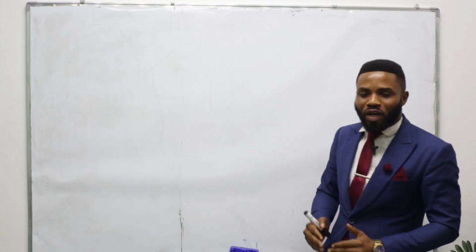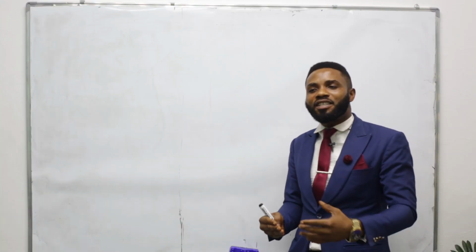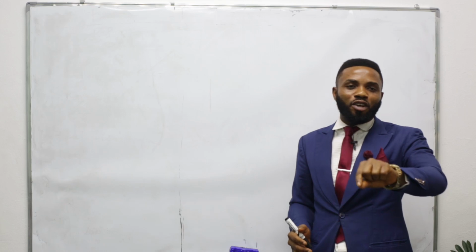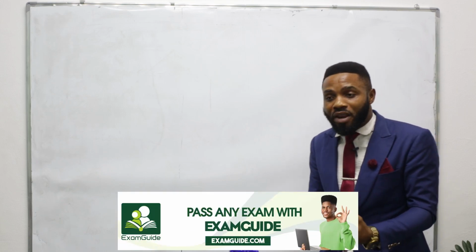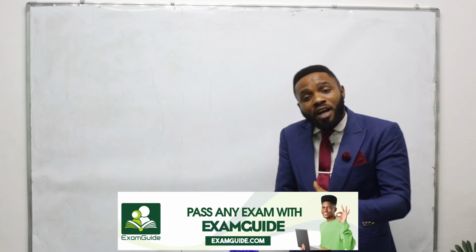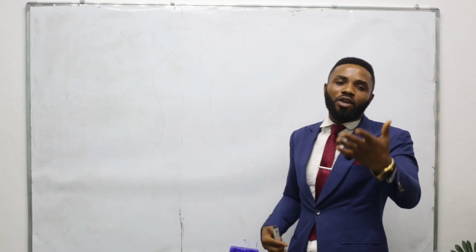Now, I said I was going to explain items of the trading account. The first thing we have here is opening stock. What is opening stock? Opening stock is simply stock at the beginning of the period. What are you selling? What are you into? What are you known for? Every business is known for a particular thing. If you are into the baking of bread, bread is what singles you out. If they want to talk about companies that make bread, if you are known for bread baking, then you will be known for bread. So bread could be your product. So that product you have at the beginning of the business becomes your opening stock.